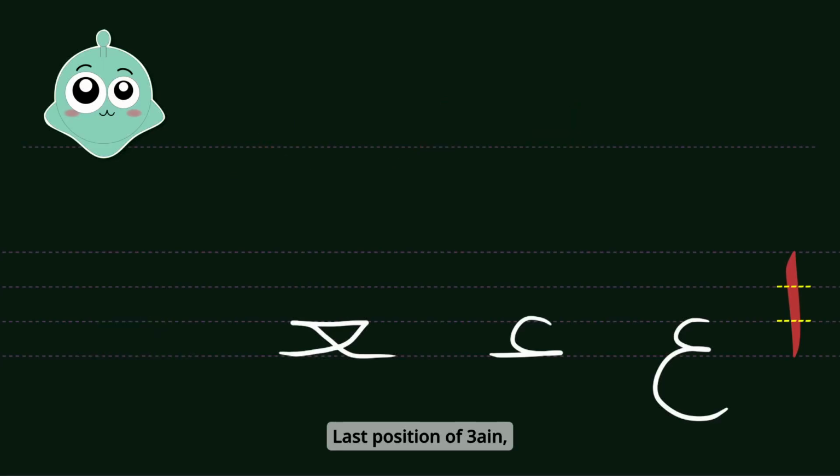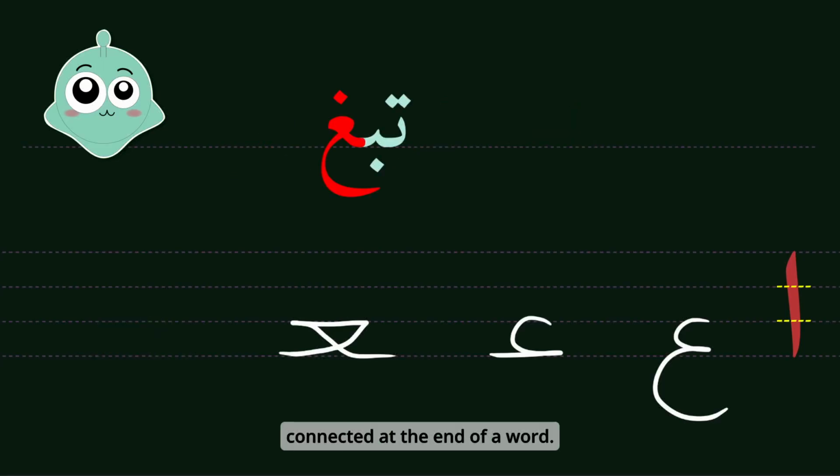Last position of Ain, connected at the end of a word. This one combines parts of the medial and final forms. Here's the sequence. Curve inward to start, pull back with a straight line, then drop into a semicircular shape that finishes below the baseline. This keeps the writing beautiful and consistent.